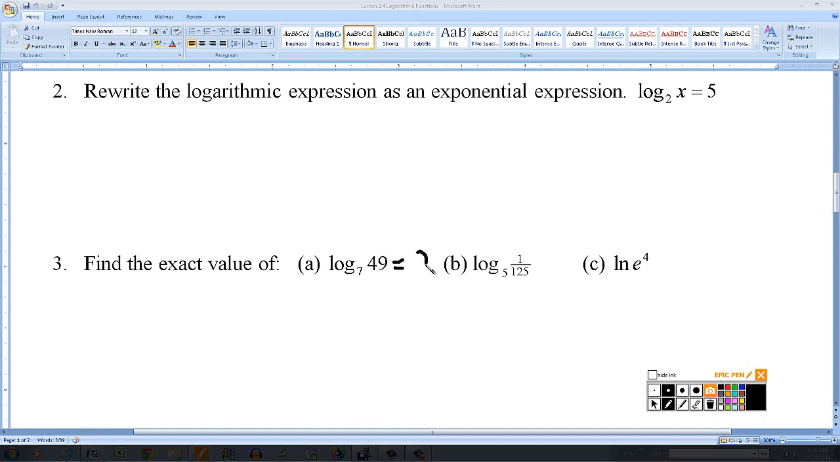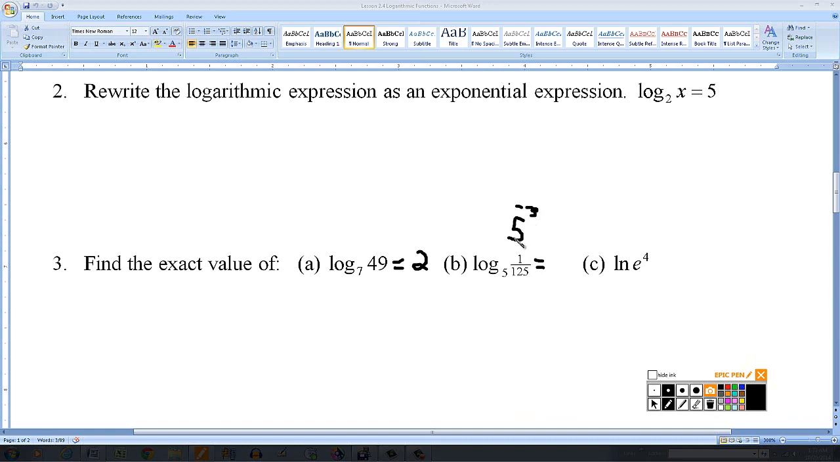This is equal to log of 1 over 125 to base 5 equals what number? So again we're asking, 5 to what power is 1 over 125? Well, let me write the 1 over 125 in a different form so you can get a different perspective. 1 over 125 is the same thing as 5 to the negative 3 power. 5 to the third is 5 times 5 times 5, which is 125. So 5 to the negative 3 is 1 over 125.